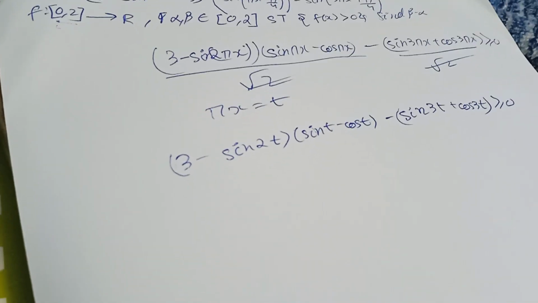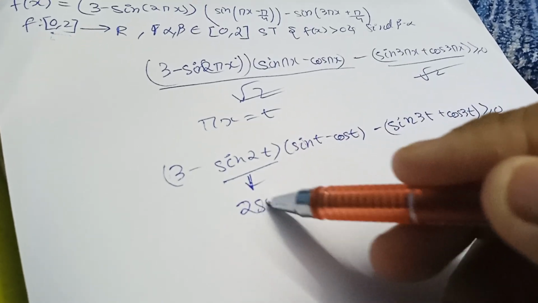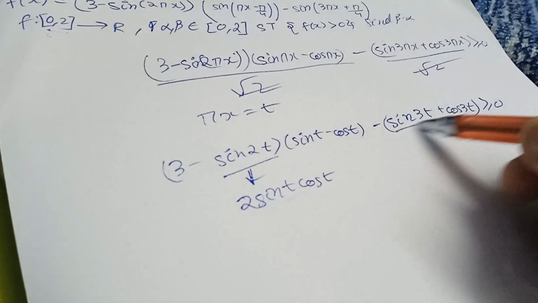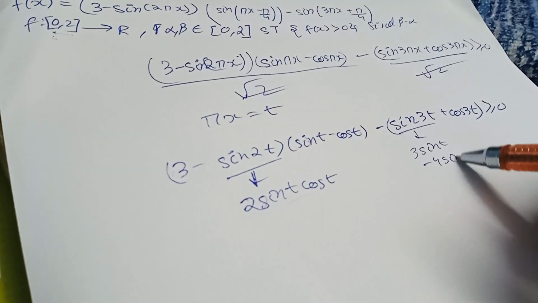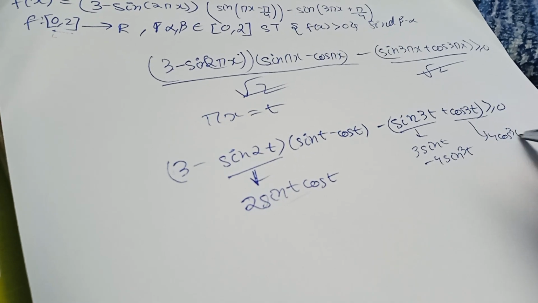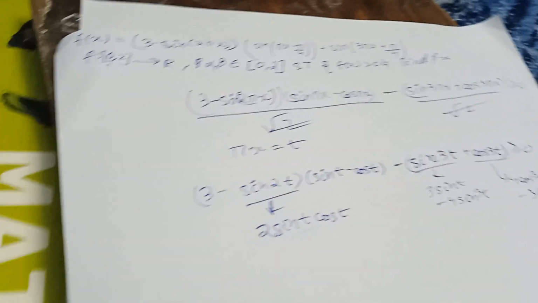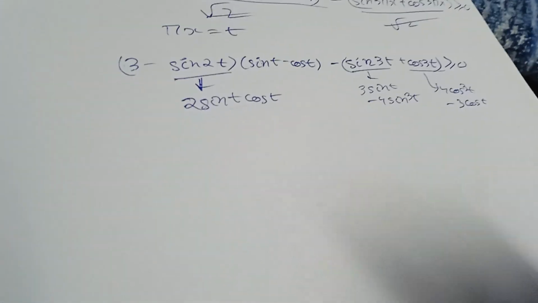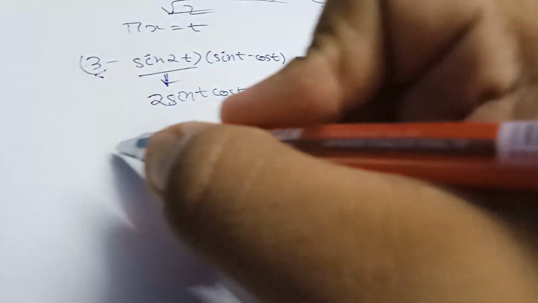Now I'm saying that sine 2t is 2 sine t cos t, sine 3t is 3 sine t minus 4 sine cube t, and cos 3t is 4 cos cube t minus 3 cos t. Now I'm opening all these things, and the sole purpose is so that I can utilize this and this term.